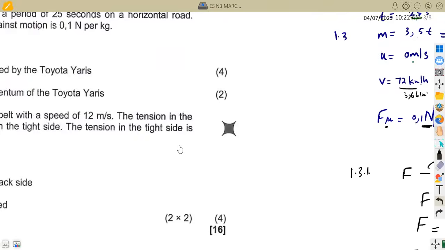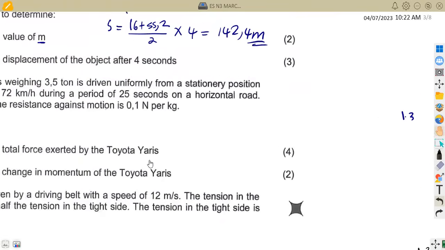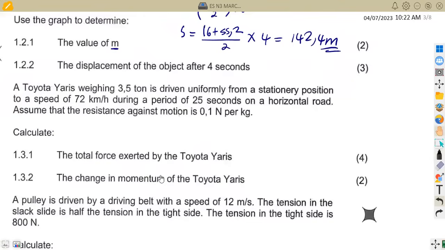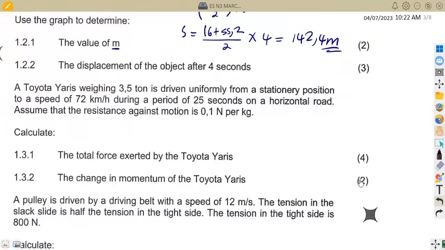Let's check the other part of the question now. It was to calculate the change in momentum of the Toyota Yaris. That's 1.2. So remember that momentum, guys, is simply the product of the mass and the velocity. So that is going to be mass times velocity. Remember the mass of the Toyota Yaris in kgs, we've obtained 3,500, at a velocity of 20.